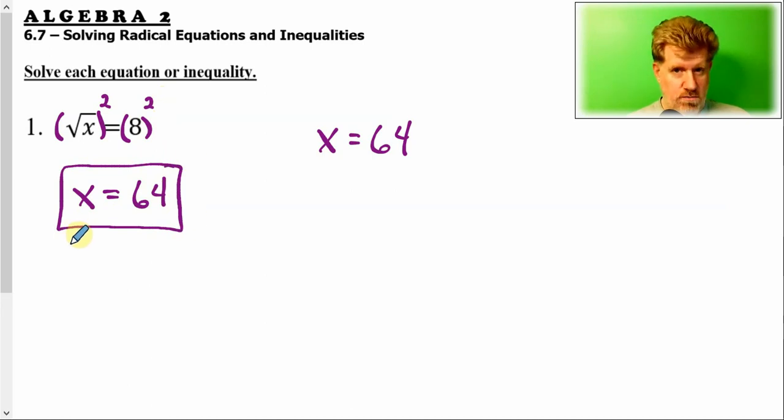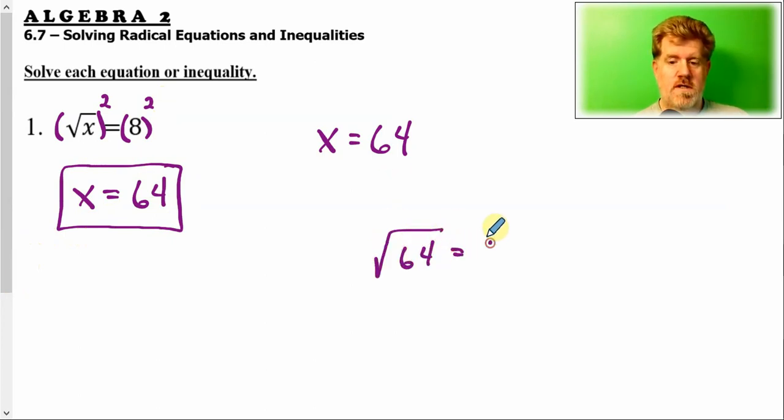Now I have to give you a little warning, because some of you might be thinking, what about negatives? Isn't the square root sometimes negative? Remember the definition: the square root of a number is always the positive. Right? The square root of 64 is 8.